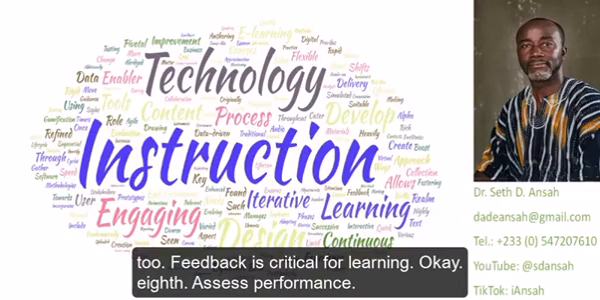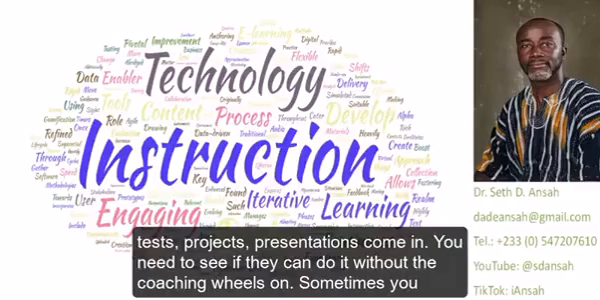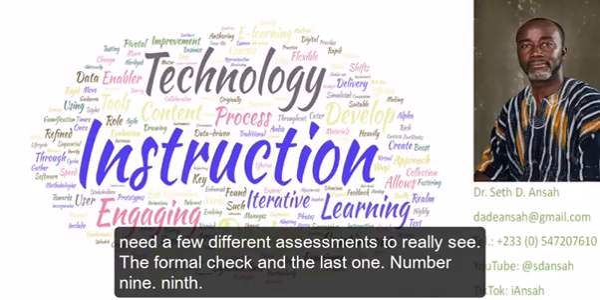Okay, 8th. Eighth, assess performance. Now you formally check if they've achieved the objective you stated back in step 2. This is where your quizzes, tests, projects, presentations come in. You need to see if they can do it without the training wheels on. Sometimes you need a few different assessments to really see. The formal check. And the last one, number 9.